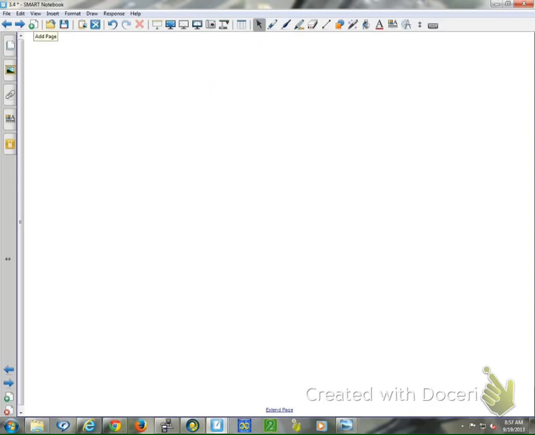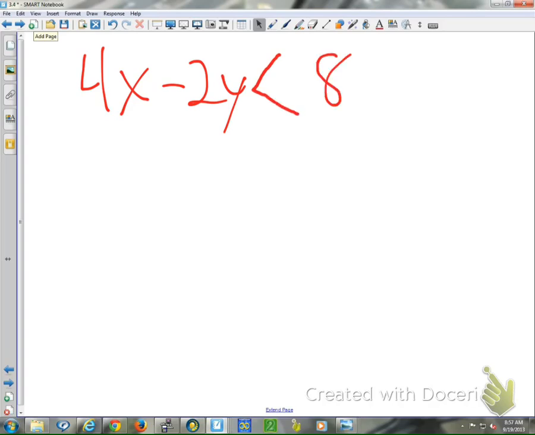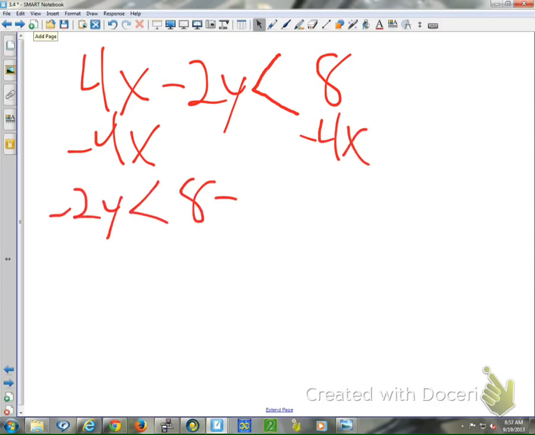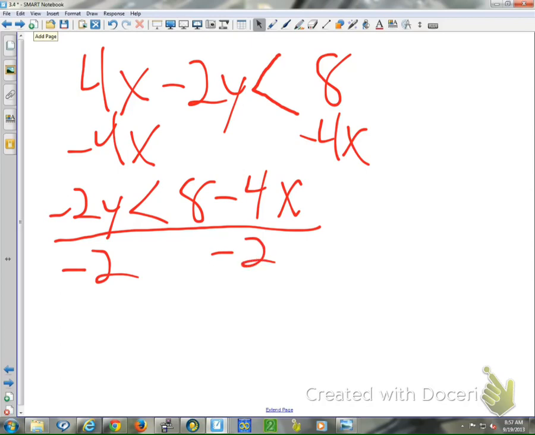Solving for y. It was 4x minus 2y less than 8. So we subtract 4x. It'd be negative 2y is less than 8 minus 4x, or negative 4x plus 8, whichever way you preferred. Divide everything by negative 2. But because we're dividing by a negative, we have to flip our inequality. So y is greater than negative 4 plus 2x, or 2x minus 4.